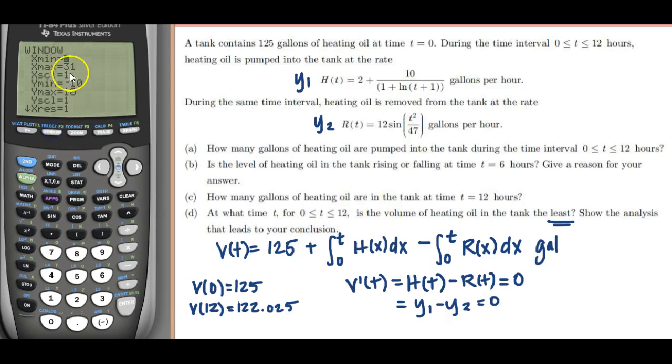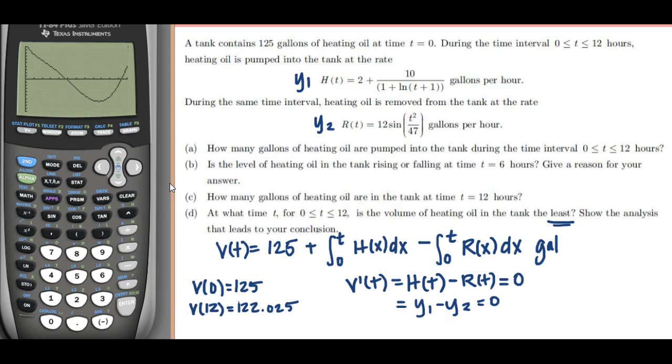And we're going to change our window from 0 to 12, so that those are our t values that we care about here. And we can leave our ymin, ymax for now until we potentially have to change it. So this function that's being graphed can be thought of as v prime of t.